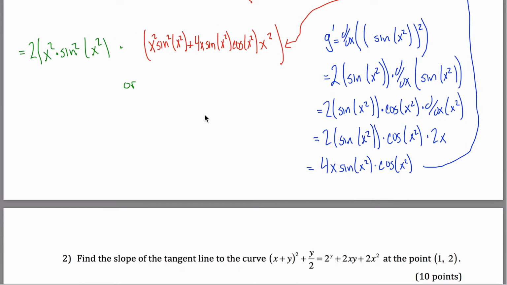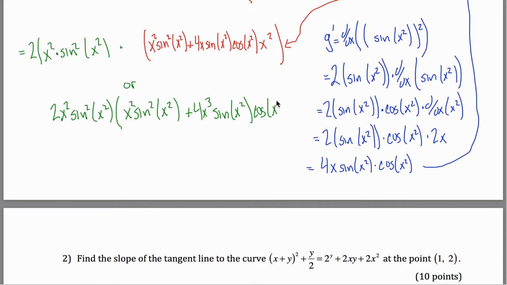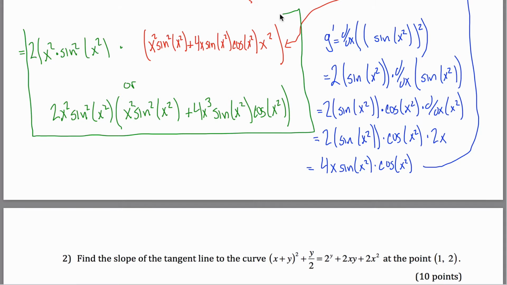Or if you really feel like cleaning stuff up, let's see if I can clean it up. I got a 2. Oh, I have 2 terms here. Yuck. Okay, so maybe I'll keep those separate. Let's say 2x squared sine squared x squared times, and then this term is x squared sine squared x squared plus, and then 4 times x squared, I guess I could call that 4x cubed, sine of x squared cosine of x squared. Wow. Might have gone a little bit overboard on that one. Sorry about that. Either of those would work as your derivative.